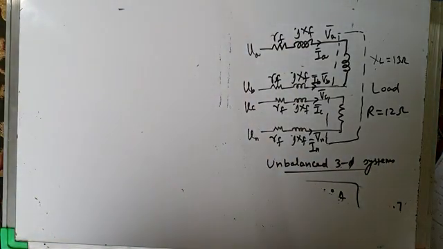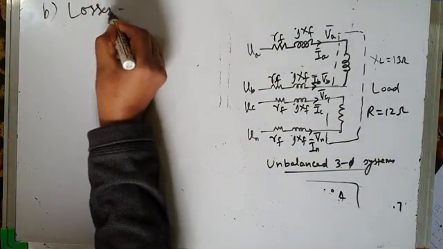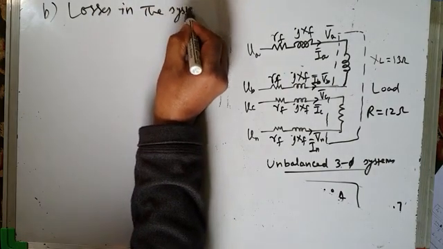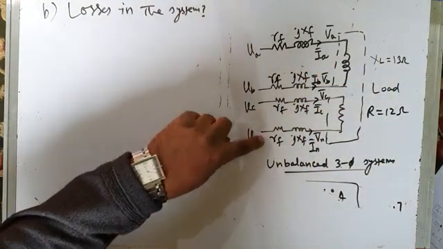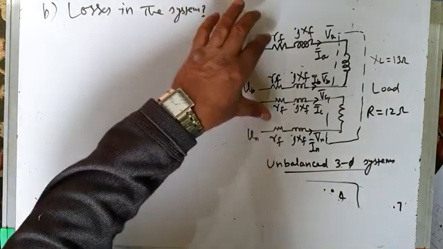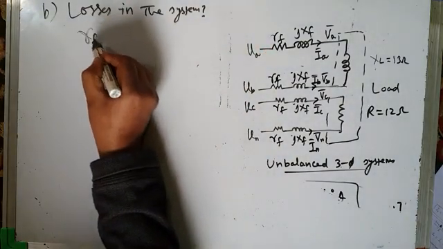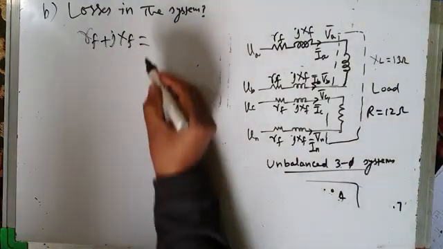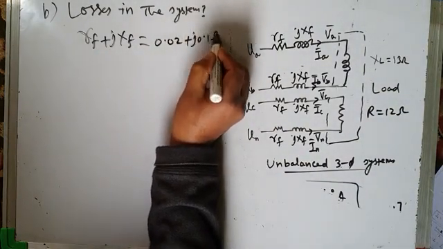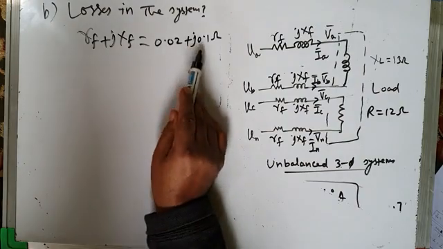What is part B of the problem? In part B, we are asked to calculate losses in the system. Now my question is, where are losses in the system? Losses are in the resistances of the lines. You have three lines, 1, 2, 3 and neutral. Each line and neutral, that means all four wires, have an impedance RF plus JXF, which is given in the problem. Let me write it: 0.02 plus J 0.1 ohm. That means the line resistance of each line is 0.02 ohm and the line reactance of each line is 0.1 ohm.